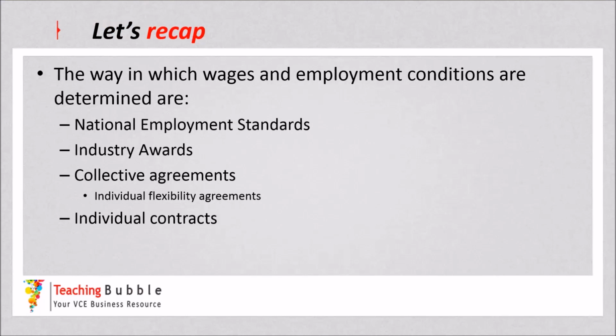So just to recap, the way in which wages and conditions are determined are the National Employment Standards, which set out the minimums for all employees. Then there's an industry award, which sets out the minimums for those in a particular industry. A collective agreement is a workplace agreement or an employer agreement. And then underneath that, you can have an individual flexibility agreement, because all collective agreements need to have a flexibility clause in them. And finally, an individual contract, which is a common law contract between an individual employee and their employer.